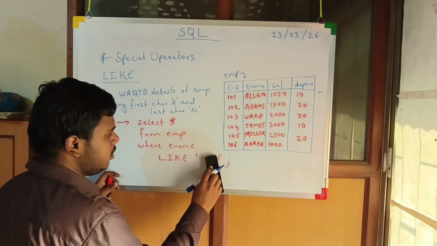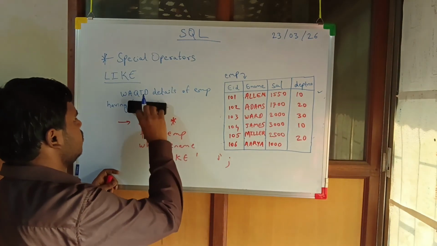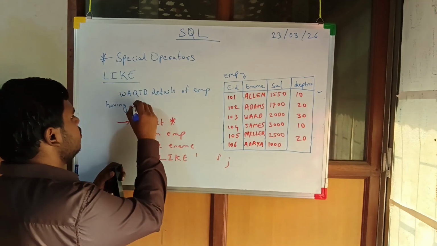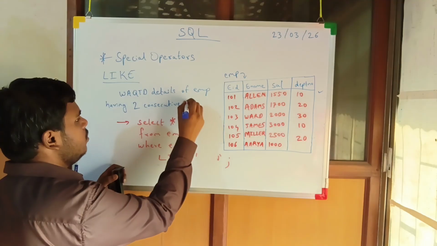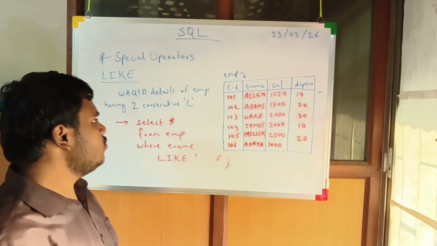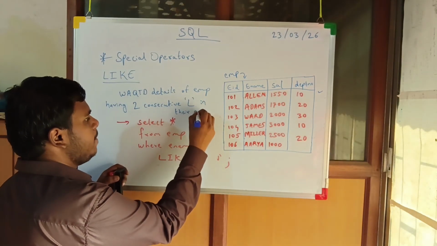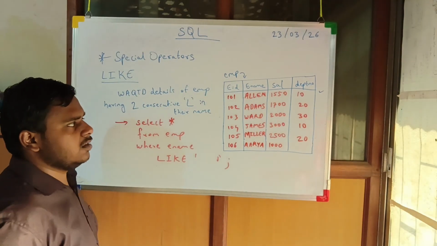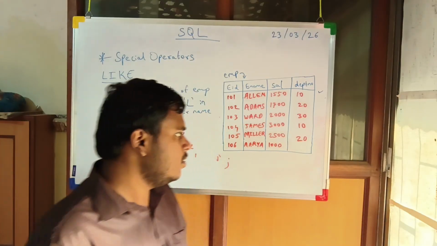I'll just change here. Having two consecutive L. Now I want the details of employees who have two consecutive L in their name. Okay. Here, two consecutive L are only in Alan and Miller. These two are the employees who have two consecutive L.